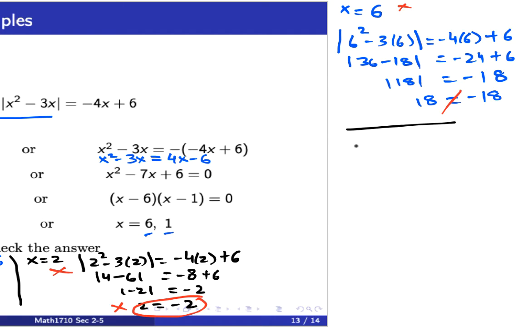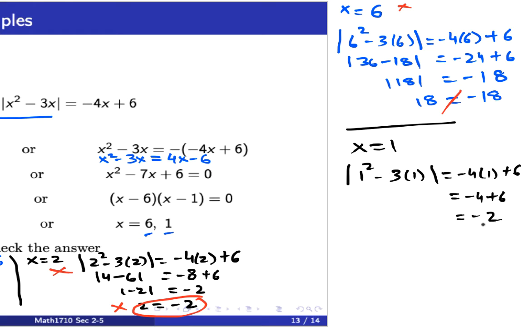Let's look at the last one. x equals 1. Plugging it in the original problem, 1 squared minus 3 times 1, closing the absolute value, equals minus 4 times 1 plus 6. So on the right hand side, we're getting minus 4 plus 6 equals, oh sorry, positive 2. Okay, left hand side. We get 1 minus 3 absolute value, minus 2 absolute value. Then you get 2 equals 2. Great. That is correct. So x equal to 1 is the solution.